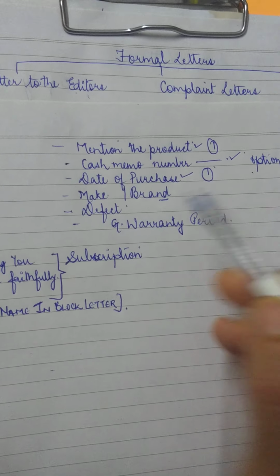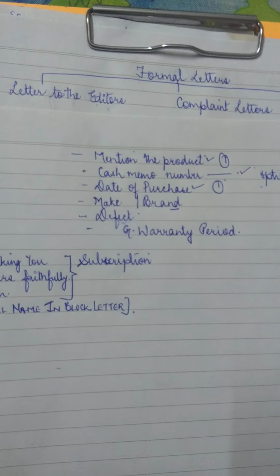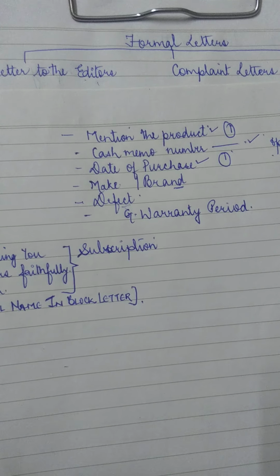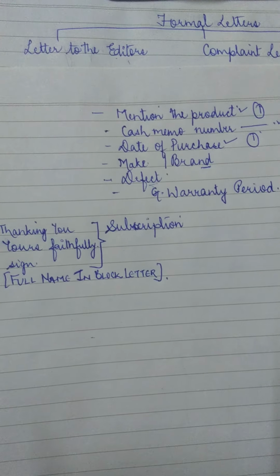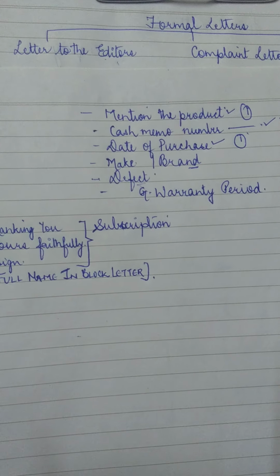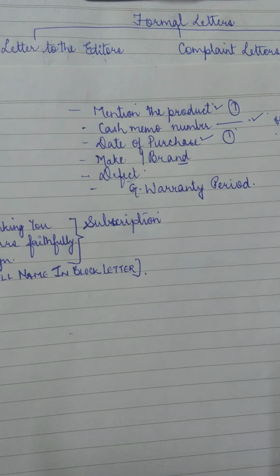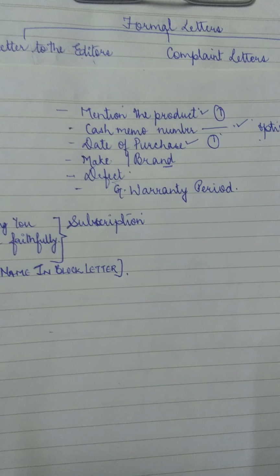You also have to mention the defect. Suppose it's a pair of shoes that you've bought. Maybe the shoes are not of the same size that you had asked for. If it's a t-shirt, maybe it's not in proper condition, it's faded, or maybe it's eaten up by silverfish or something, or maybe it's not of the correct size. There is some manufacturing defect in it.